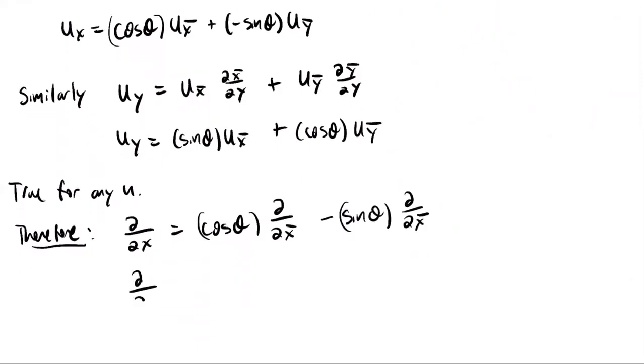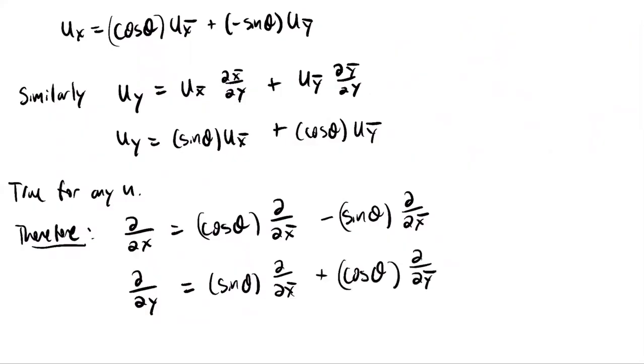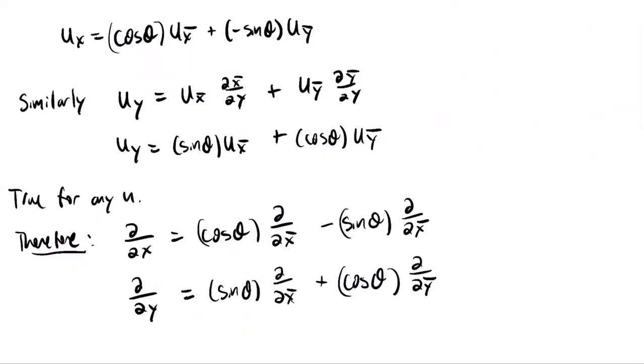And the derivative with respect to y is equal to, well, the same thing: sine theta times the derivative with respect to x bar plus cosine theta times the derivative with respect to y bar. Right, and so just using the chain rule, we've found a way to write our standard differential operators in terms of the new coordinates. This is very similar to the types of calculations we did when we were using the coordinate method to study the wave equation, for example. It's the same idea here.